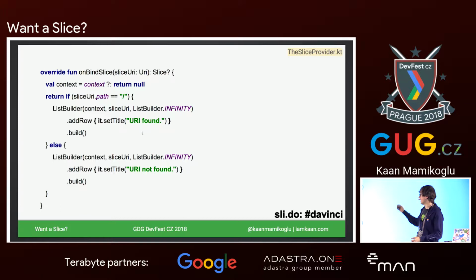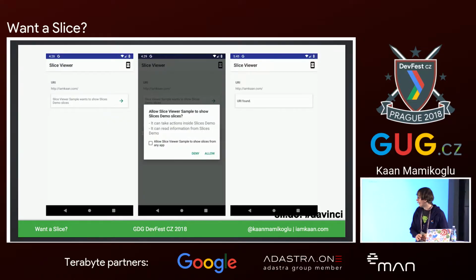So if we successfully get this path, then we just show something, which is basically, I'm going to talk about this builder in a second. But yeah, if we found this path that we are looking for, so this could be anything, basically. You can modify this. Then we display URI found. If not, then URI not found. So we are now going to focus on list builder.